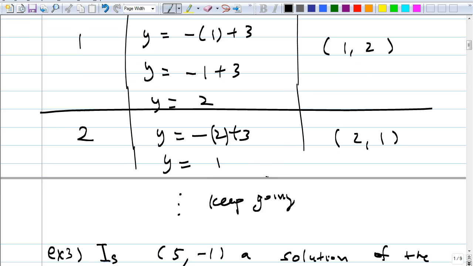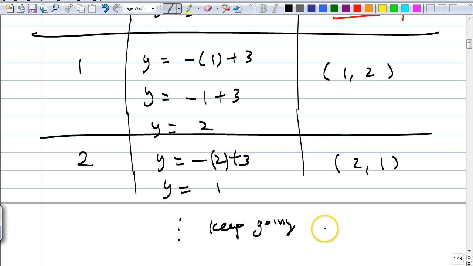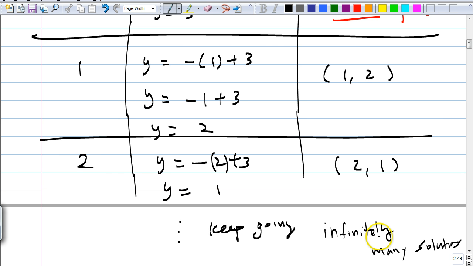So you could keep going. Write this down: there are infinitely many solutions. There are infinitely many solutions in this, okay? So write that down.